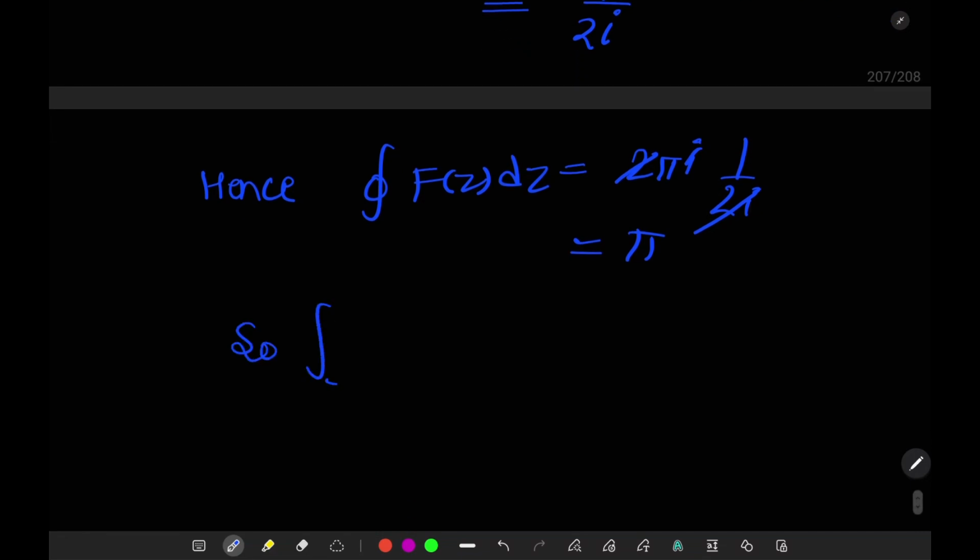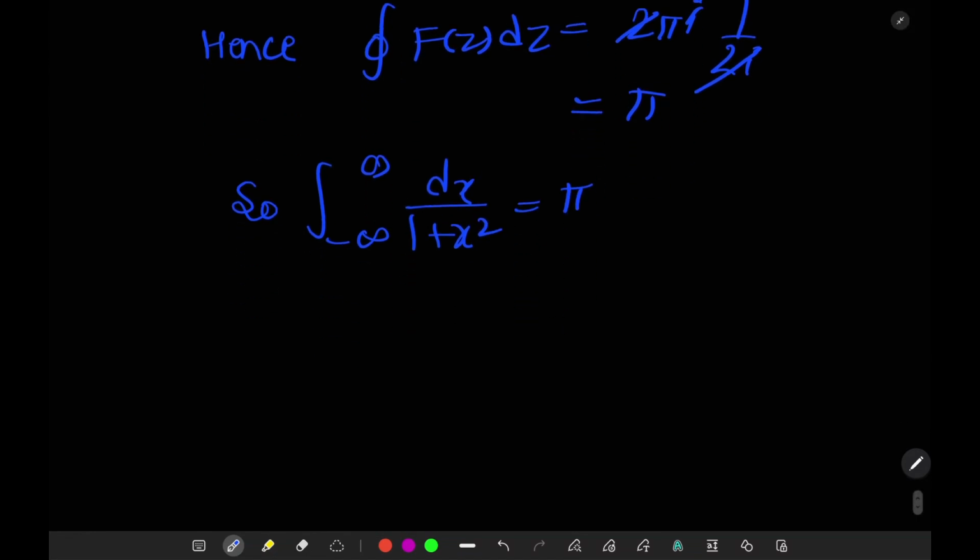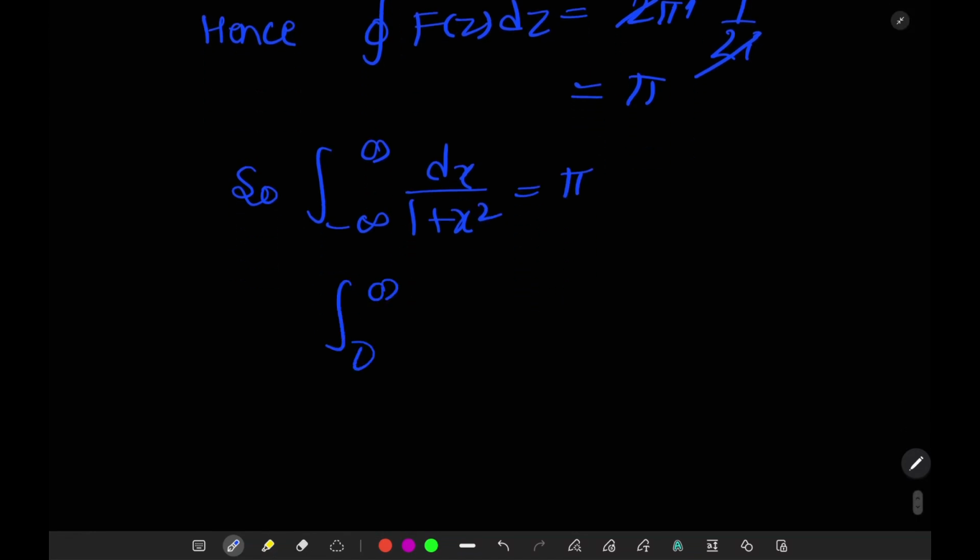So the integral from minus infinity to plus infinity of dx divided by 1 plus x square equals pi. Now using the limits 0 to infinity, this becomes pi by 2.